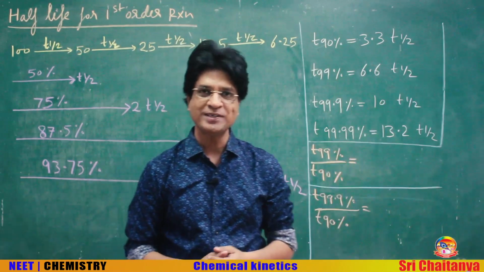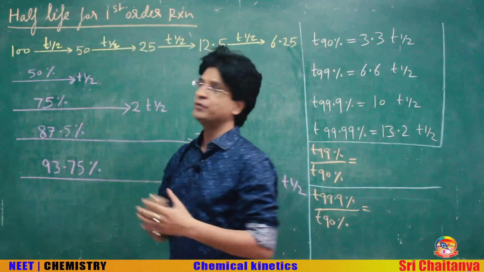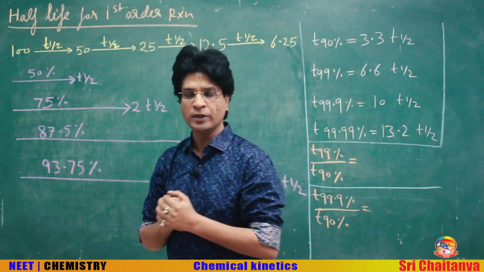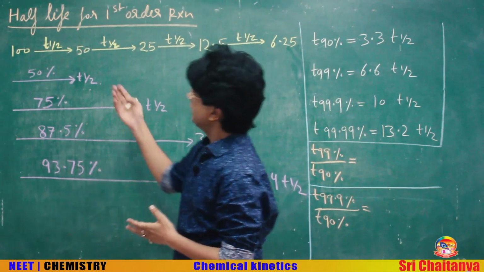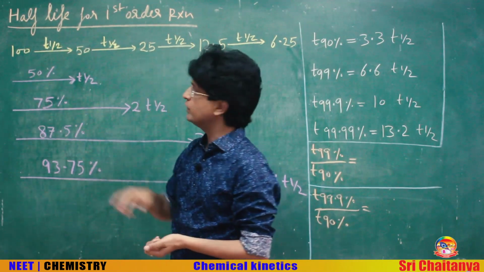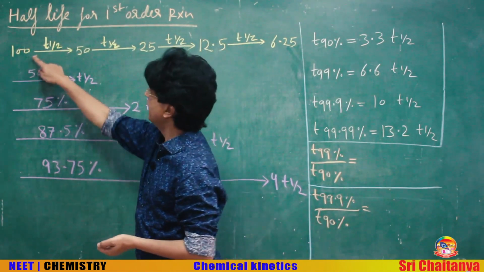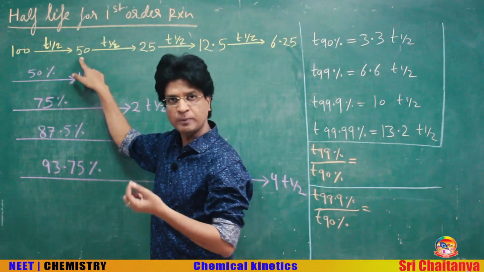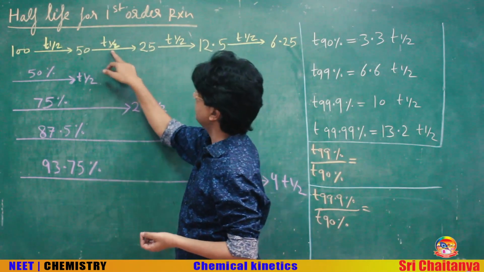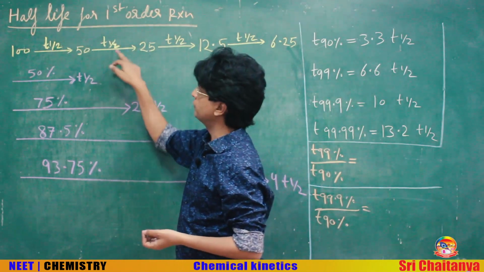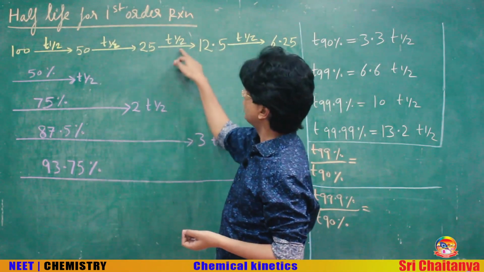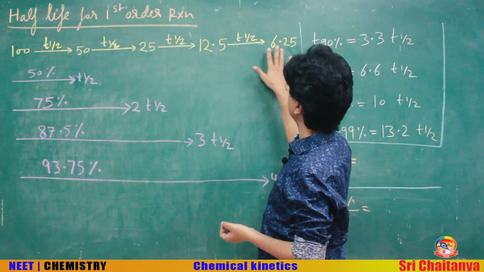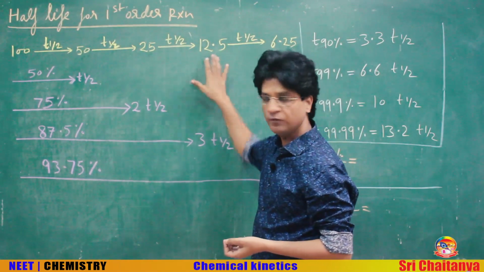Okay students, now we are on to the half-life of a first order reaction. Let's go into the details. I am taking an example. Suppose I begin with 100 particles. After one half-life, I will be left with 50 particles. Half-life means half of the substance will remain. After one more half-life, 25, the half of 50. After one more half-life, 12.5, the half of 25. And after one more half-life, 6.25, the half of 12.5.